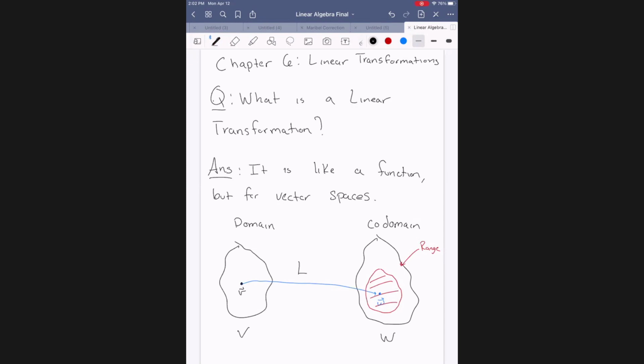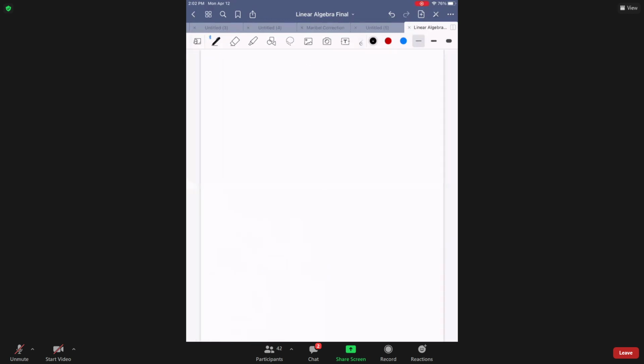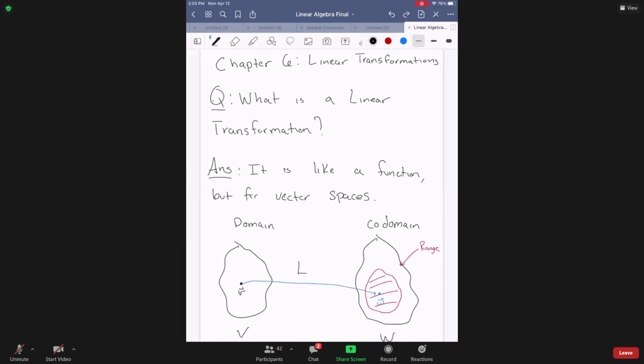I just need to get through this because we need to get through chapter 6 and some of chapter 7. Oh yeah, by the way, this is section 6.1, which is intro to linear transformations.